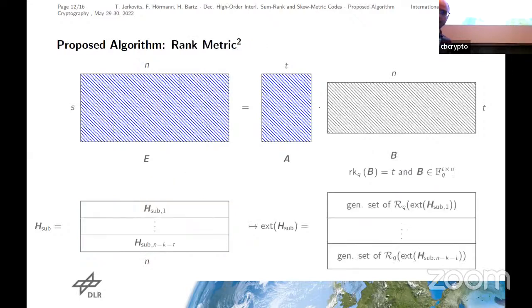And then for the rank metric, it looks a bit different. We don't really have error positions that I can visualize. The same holds for the decomposition: we have a matrix A over FQM and B over FQ.